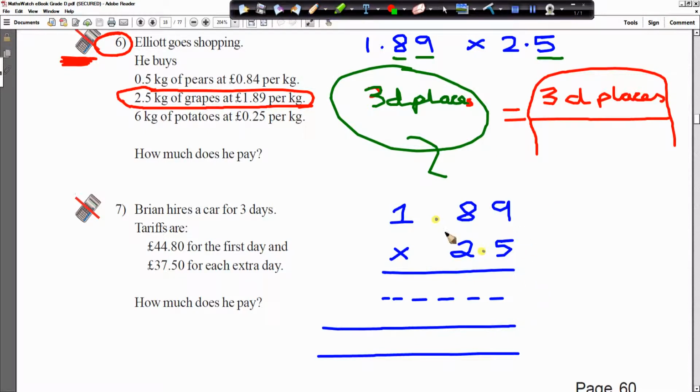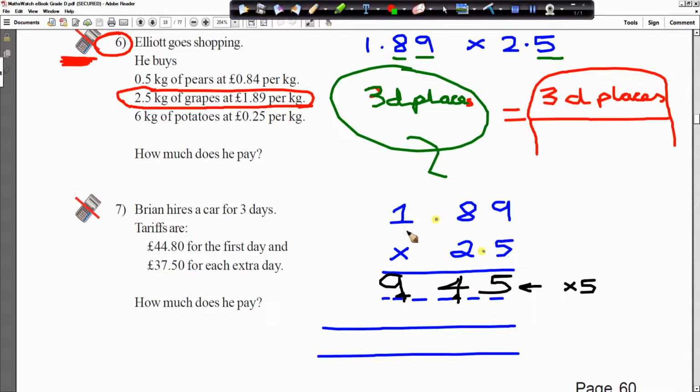So on the first line, we multiply all of this by the first digit, which is 5. So 9 times 5 is 45. 8 times 5 is 40, add 4 is 44. 1 times 5 is 5, add the 4 is 9. That's the first line done. You multiplied everything by the 5. Have I put in decimal points in my answer? We don't put in decimal points.